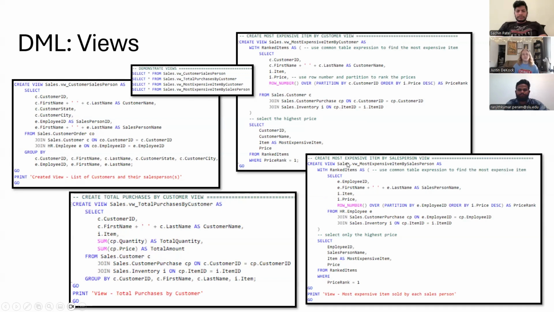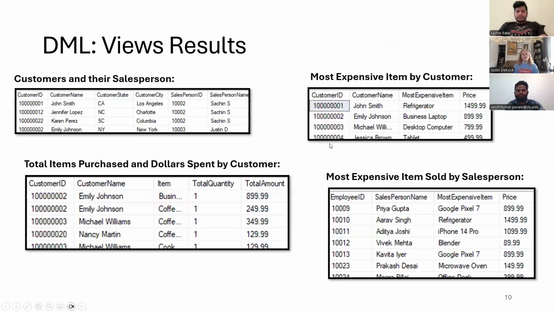So the highest price, basically. And then it's the same exact concept down here to get the most expensive item sold by each salesperson. So here are the results of these views.